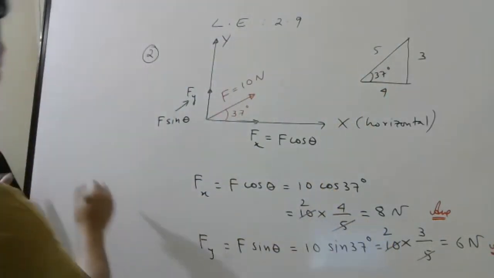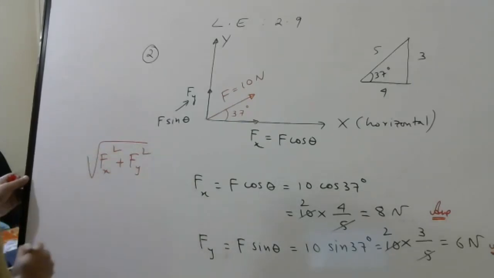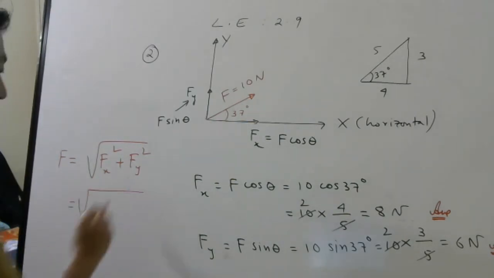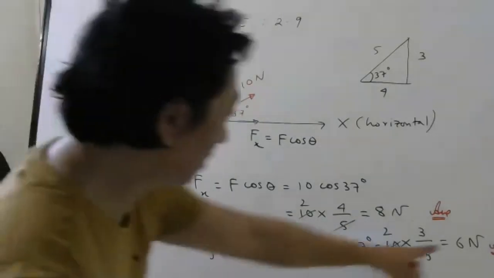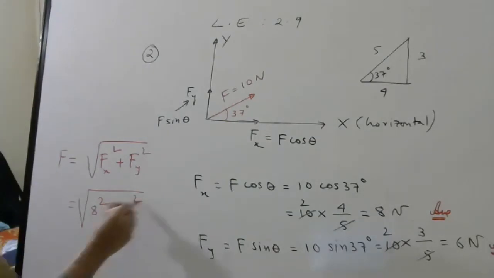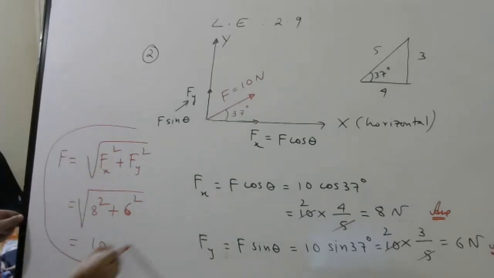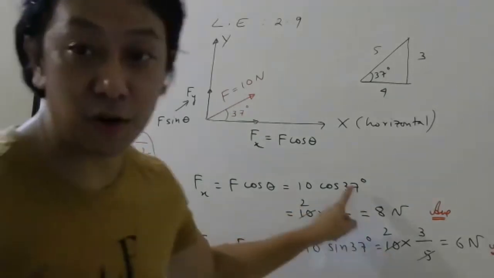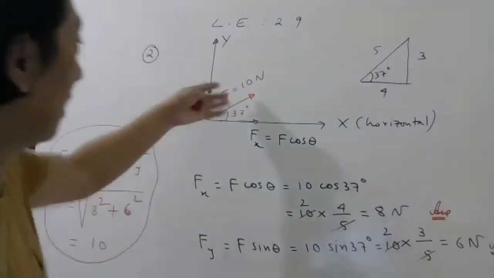By the way, check once. If you take root over Fx square plus Fy square, what you should get? F only. Check once. What is Fx? 8, 8 square. Fy 6, 6 square. What will you get? 10. And you should get 10 because F is 10, no? So please remember, you can also check whether you got the right answer or not by checking root over Fx square plus Fy square must be F.